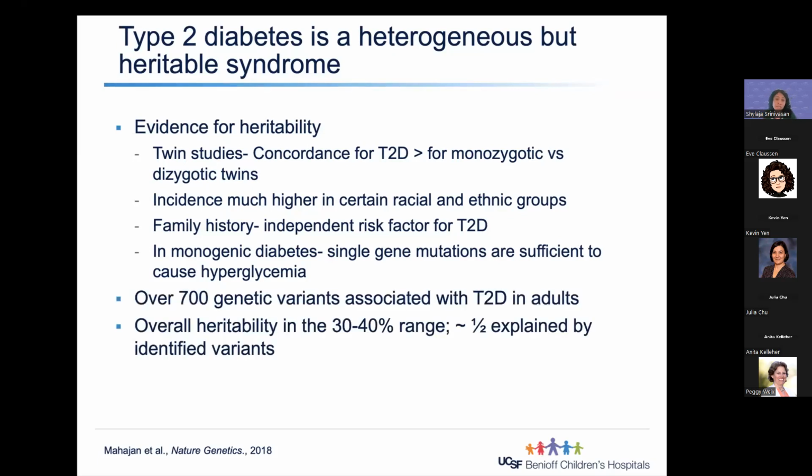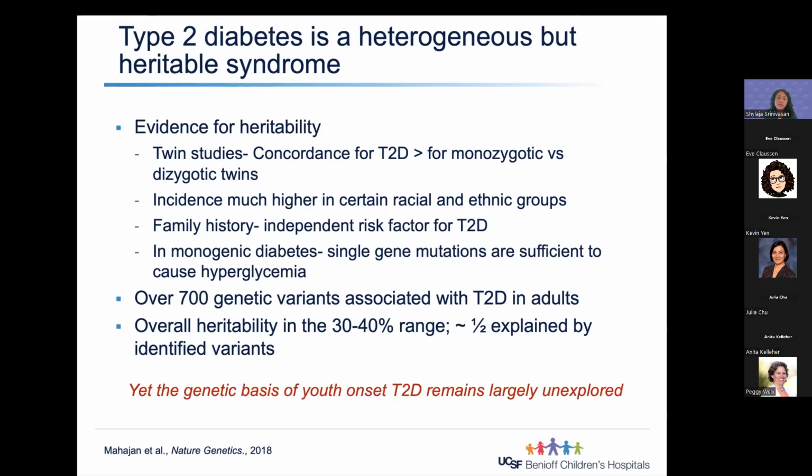Indeed, over the last decade, there has been so much knowledge gained on the genetics of type 2 diabetes in adults. Right now, in the adult diabetes genetics world, over 700 genetic variants have been identified to be associated with diabetes. The heritability of type 2 diabetes is roughly thought to be in the 30 to 40% range, and we think that all the genetic discovery together probably explains about 50% of this heritability. However, the genetic basis of youth onset type 2 diabetes remains largely unexplored.